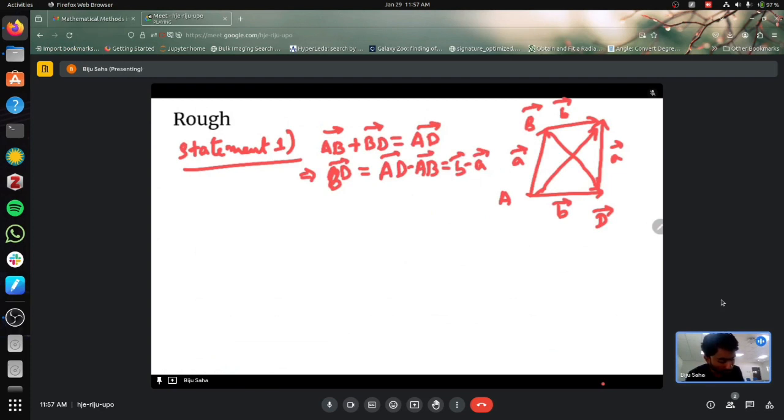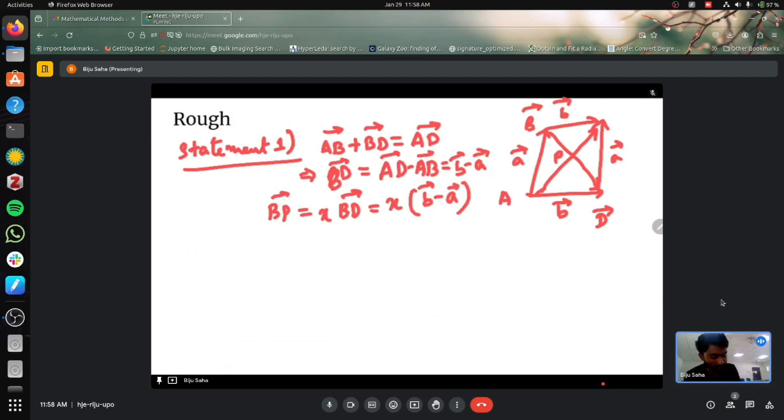Suppose now that both diagonals intersect at P. Then my BP vector, since BP lies on BD itself, is parallel and has the same direction as BD, but it will be some fractional multiple of BD. That is something we discussed in the concept of parallel vectors. So this is my final form of BP.